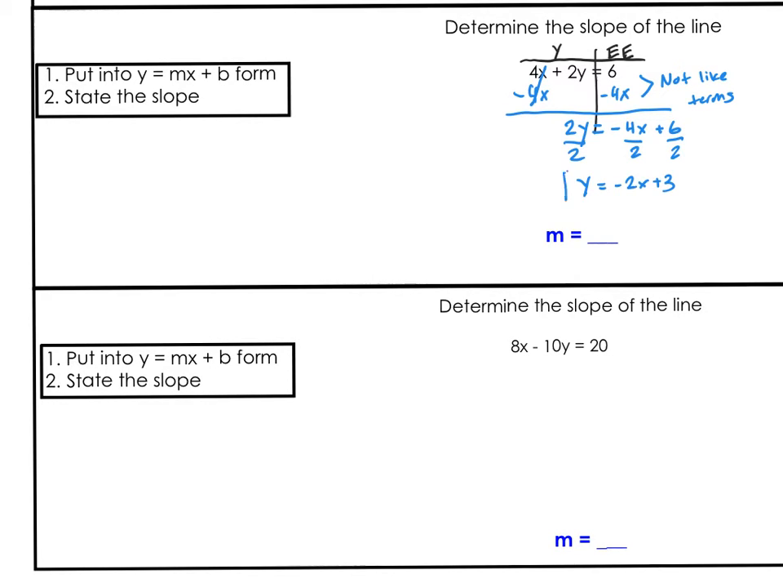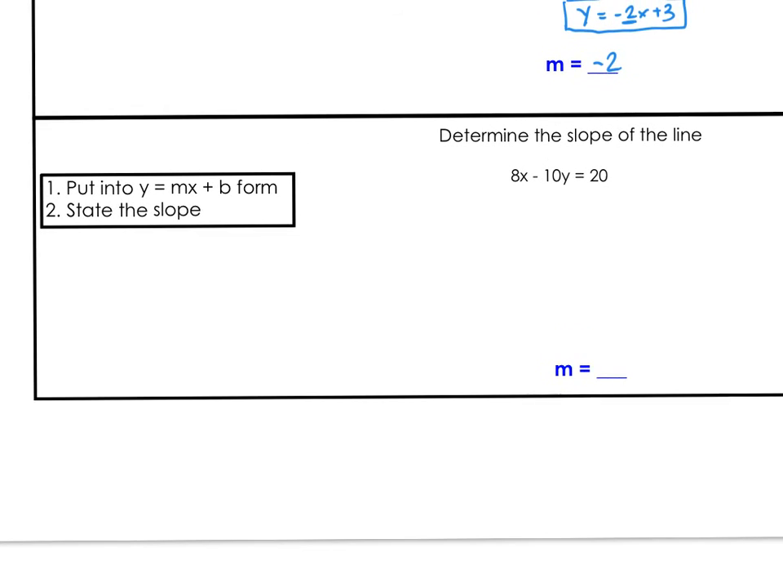And this is looking pretty good. That is in slope-intercept form. My y is by itself. Everything looks good. Fractions don't need to be reduced, so my slope is negative 2.